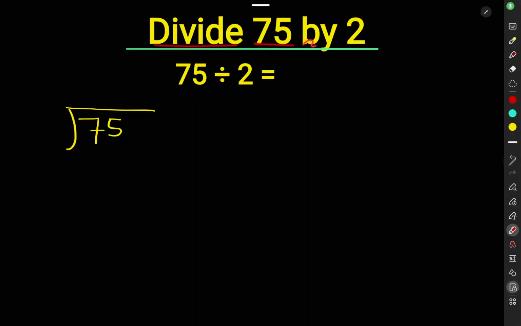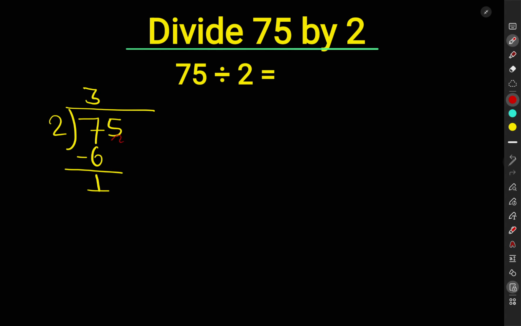Divide 75 by 2. So here we divide 75 by 2 in a long division method. So 2 times 3 means 6. On subtracting we get 1. So now this 1 is less than 2.